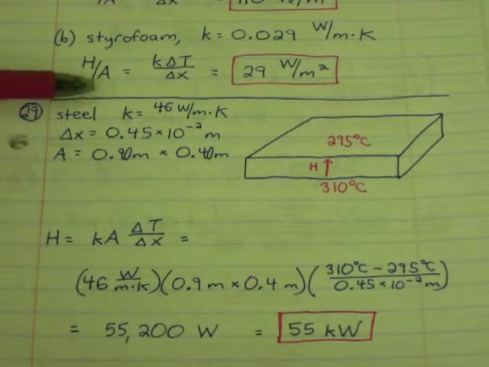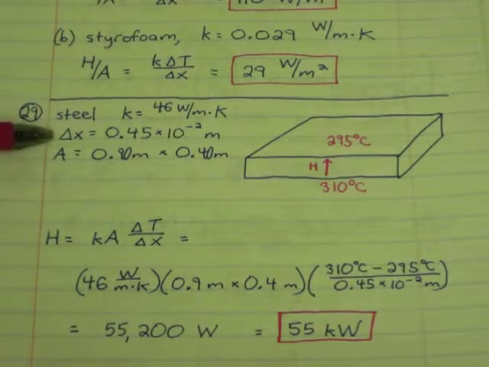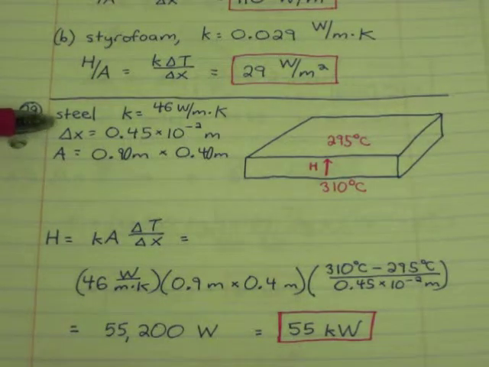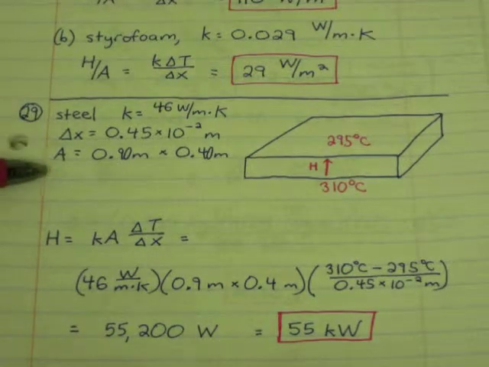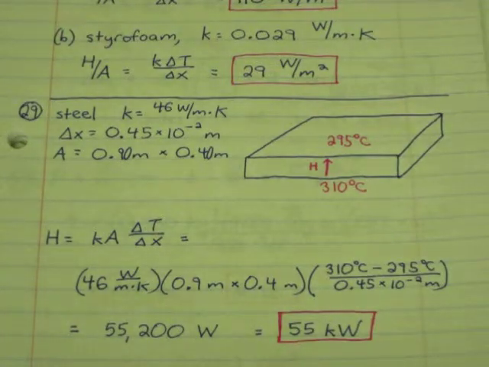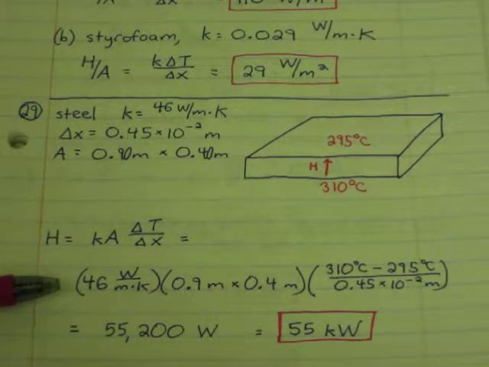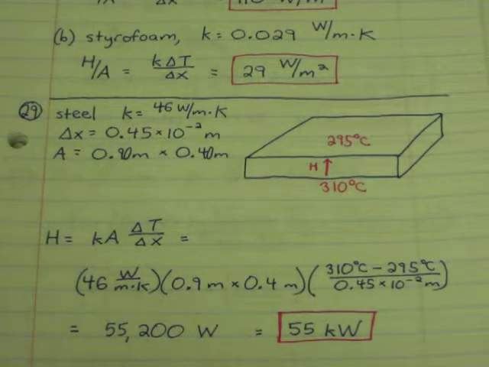We need the thermal conductivity for steel, 46 watts per meter Kelvin. The thickness is 0.45 centimeters, or times 10 to the negative 2 meters. The area is 0.90 meters times 0.40 meters. So when we solve for the rate of heat flow, K A delta T over delta X, we plug in those numbers, as you see here, and you should get 55,200 watts, which I'll round to 55 kilowatts.